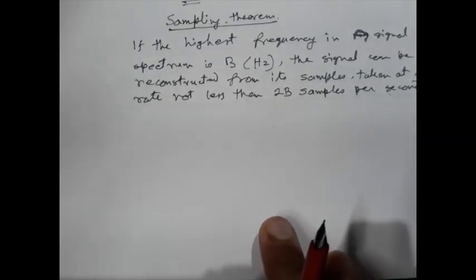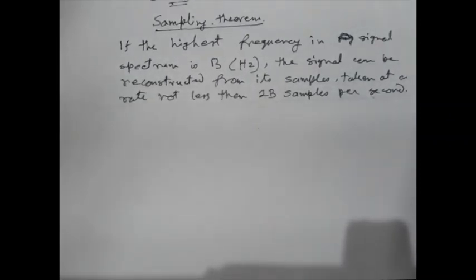That means in order to transmit the information in a continuous time signal, we need only to transmit its samples. So this is the basic objective of the sampling theorem, to produce a discrete signal out of a continuous time signal.